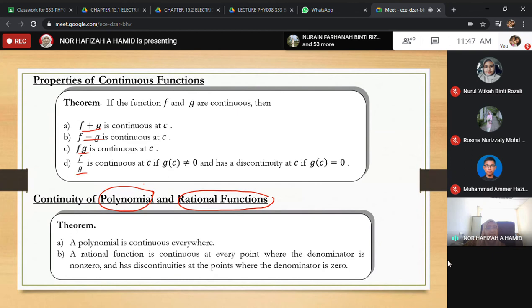A rational function, because it is in terms of fractions, has certain functions whose fraction is continuous, but there are also certain functions that are not continuous. Okay, so the theorem states that a rational function is continuous at every point where the denominator is non-zero and has discontinuities at the points where the denominator is 0. So since we know it is a fraction, it will be not continuous if its denominator is 0. So as long as the denominator is not 0, the function will be continuous.